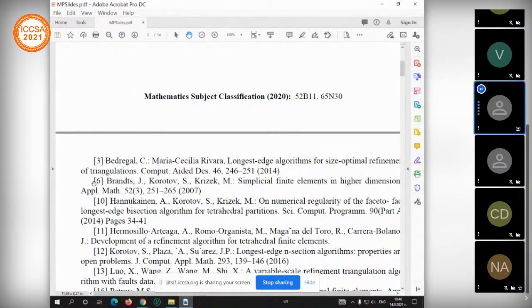And this is about the applications. Most of them are in physics and in engineering.